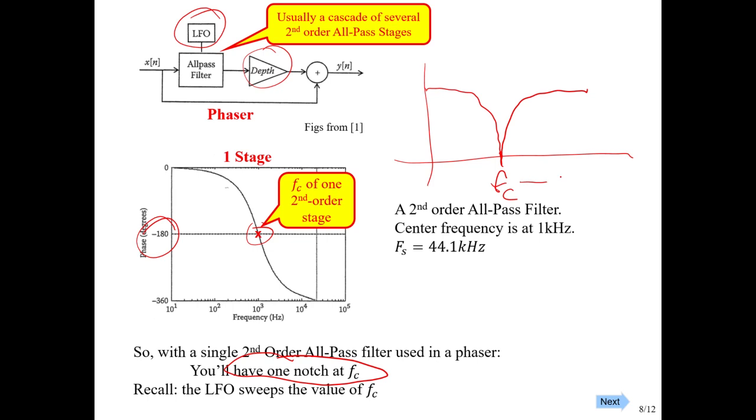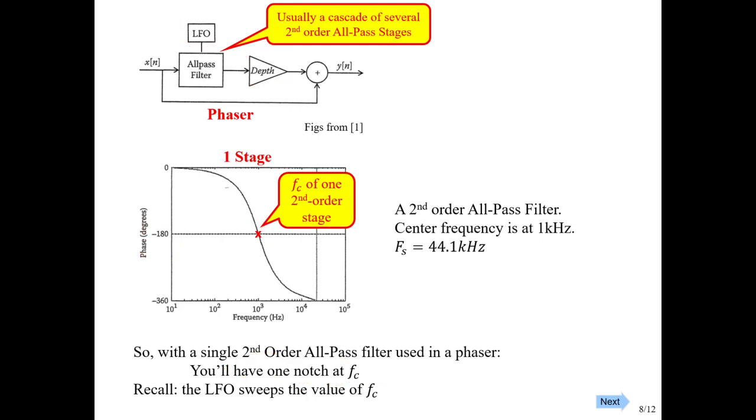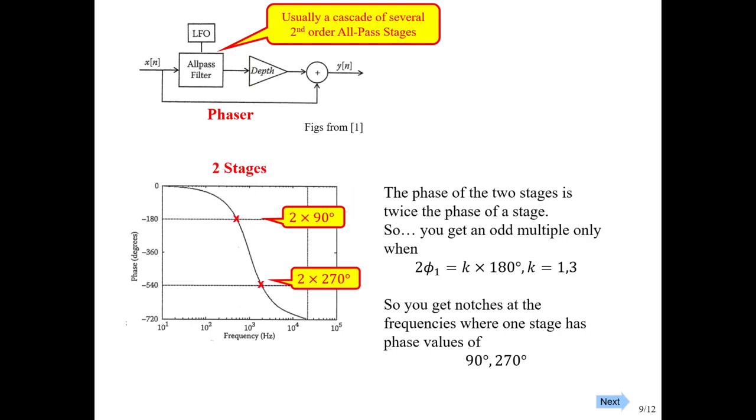And remember, the LFO is going to sweep that back and forth. You can decide the range that you want to sweep it over. Again, look at the analysis for analog versions of these to get an idea of how far you would typically want to sweep that. So that's the idea. So we're going to sneak up on this. So that's just one stage of second order. Let's look at two stages.